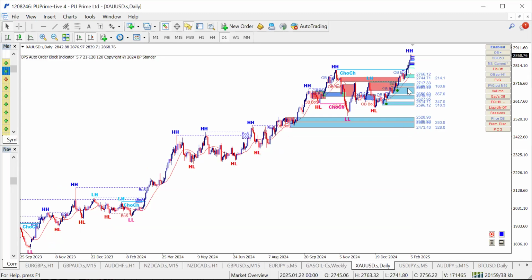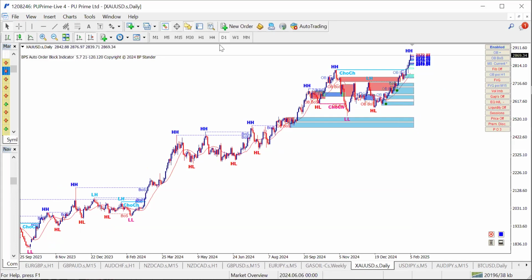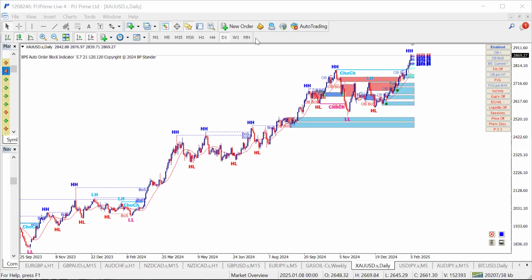Okay, so looking at gold, we are still very, very bullish on gold, although I would love to see a retracement. Here's the chart. Gold is still very, very bullish.